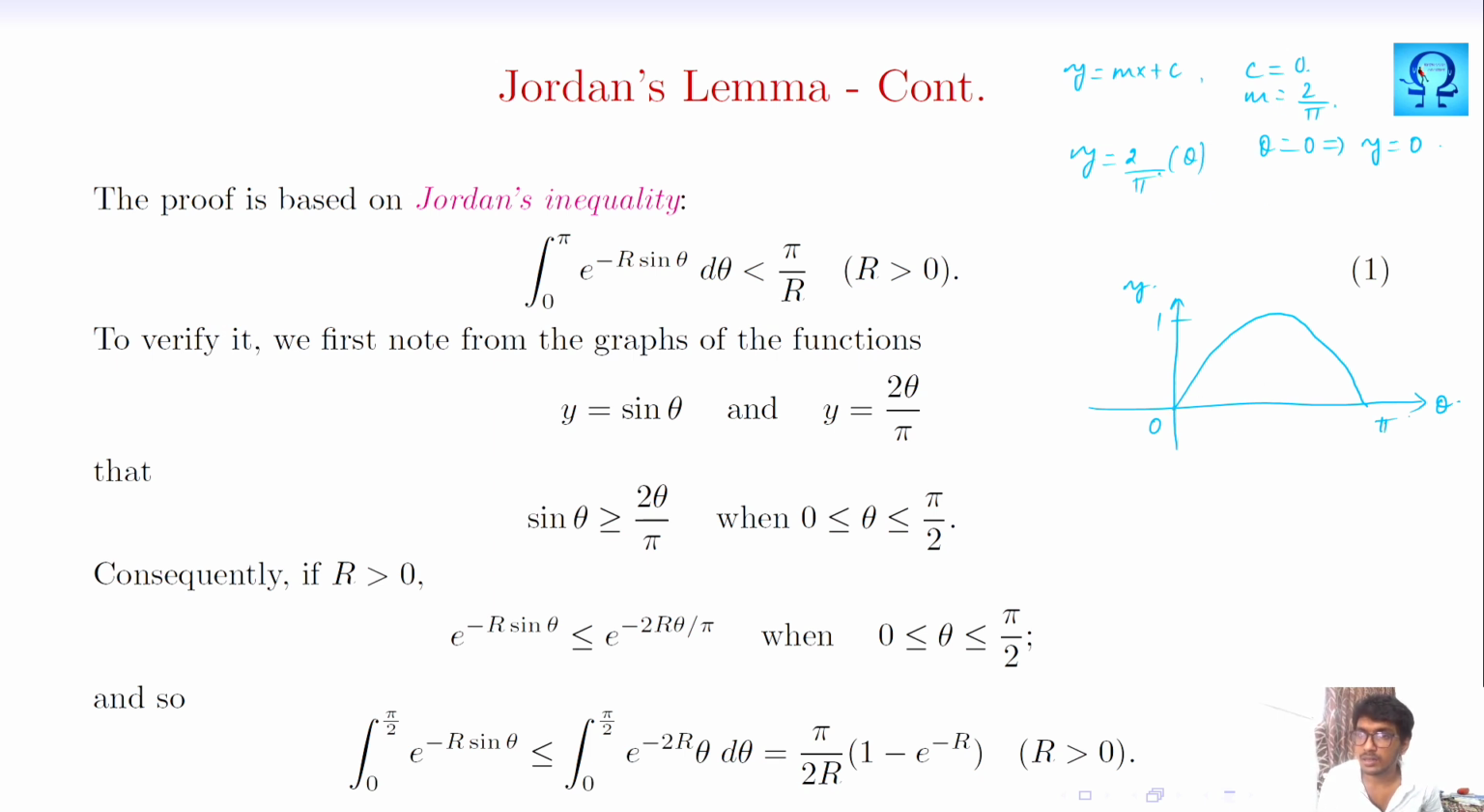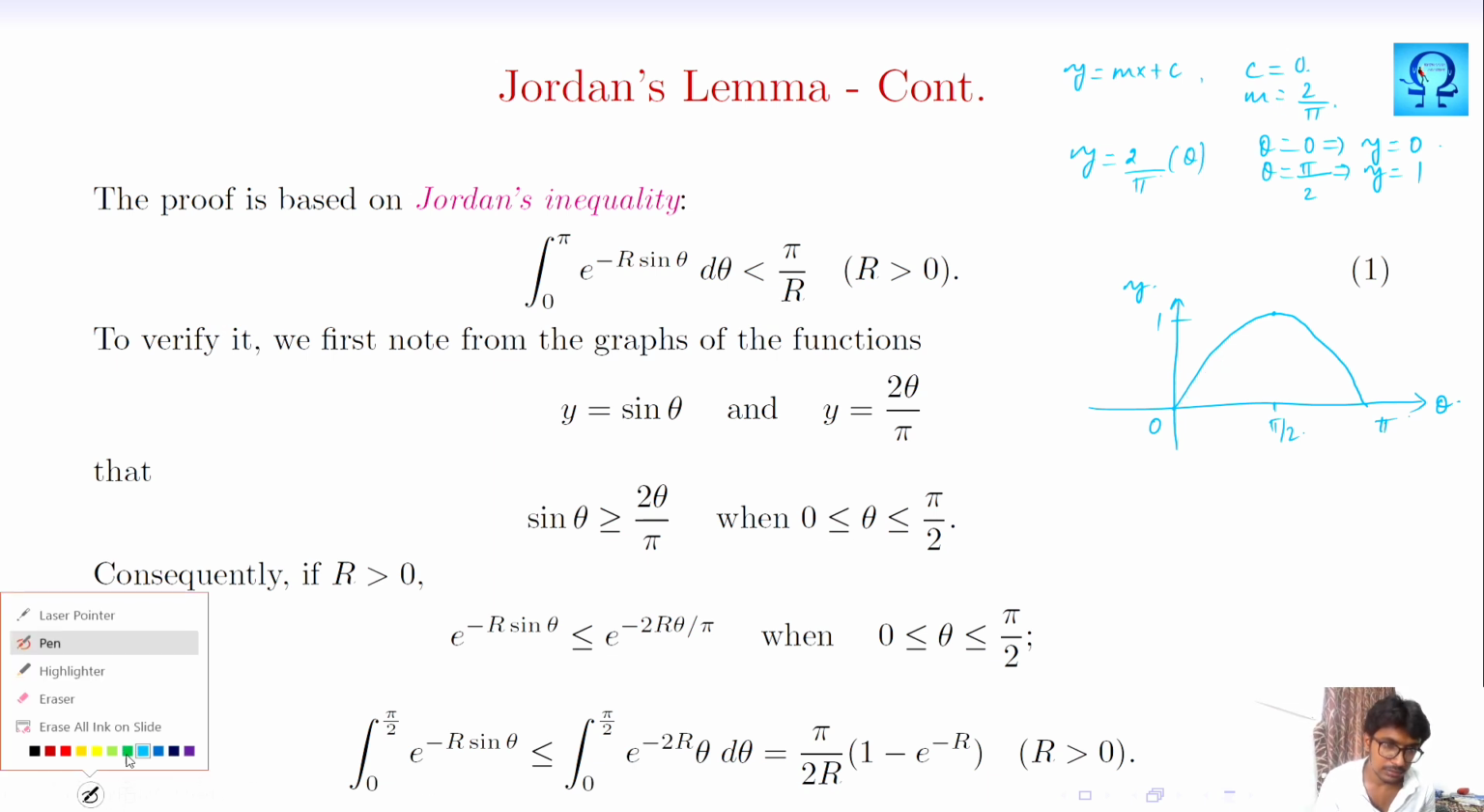And in order to find another point in an easy way, let me give theta equals pi upon 2, so that my y is 2 upon pi multiplied with pi upon 2, which becomes 1. So this is the point. When I give theta equals pi upon 2, I get this one. So if I try to join this, let me draw it in a different color.